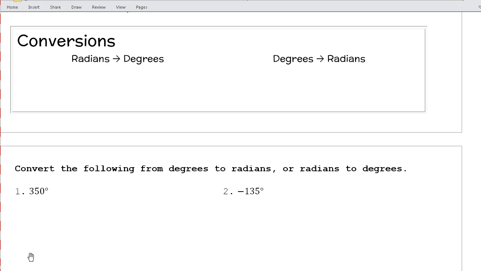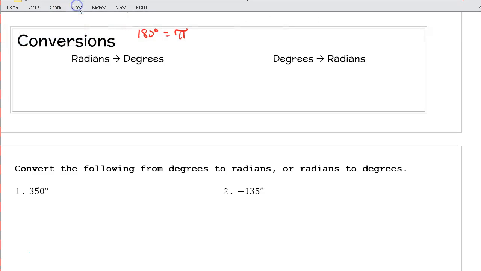And we know that there's 360 degrees in a full revolution, or there's 2 pi radians in a full revolution. So we really don't need to use 360 and 2 pi. We can use 180, because I know that 180 degrees is equal to pi radians. So that's what we're going to use to convert.